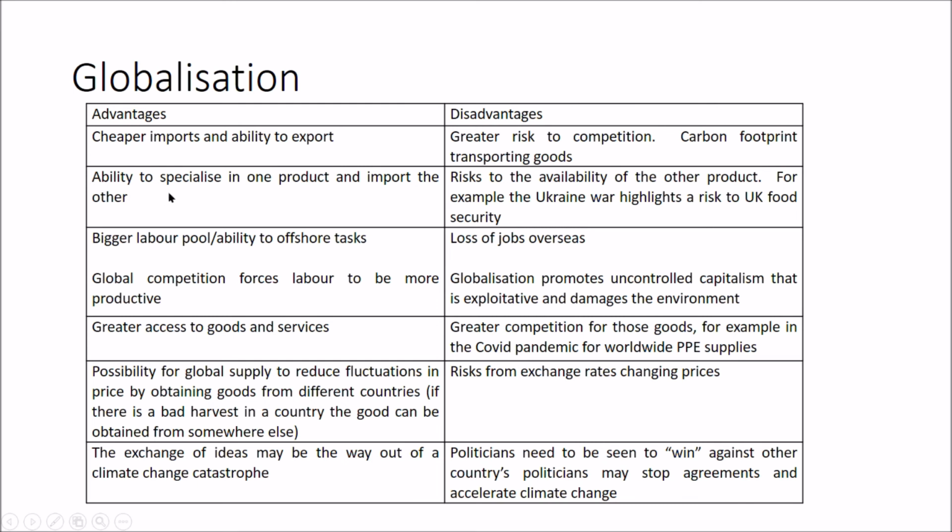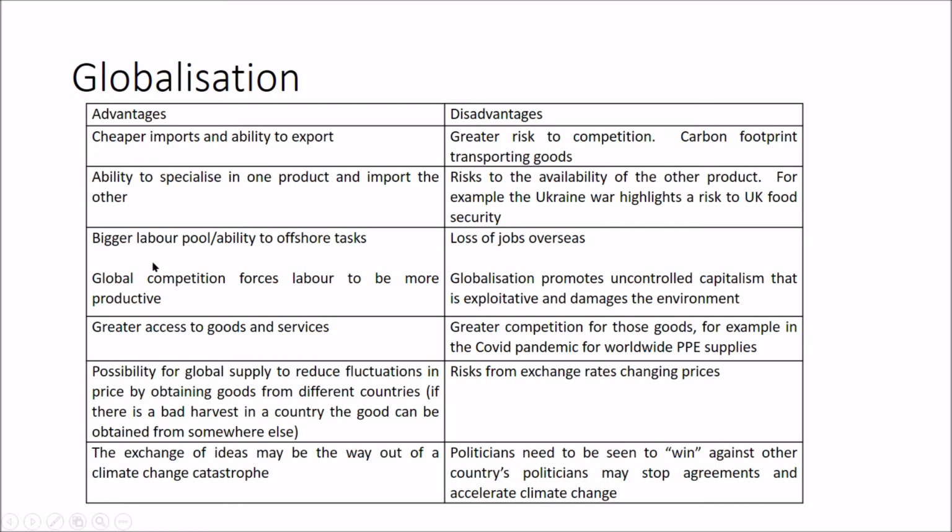In terms of ability to specialise, we could specialise and reduce our costs, drive down the supply curve. So people in Germany specialise in producing high-end motor vehicles in Bremen or wherever, Audi, and that's their plan. They produce these high-end, expensive cars. The risk of it, though, is what happens when there's a war in Ukraine and they specialise in the world's wheat production. There are a lot of UK food security issues going on.